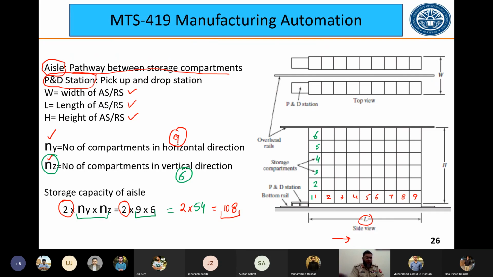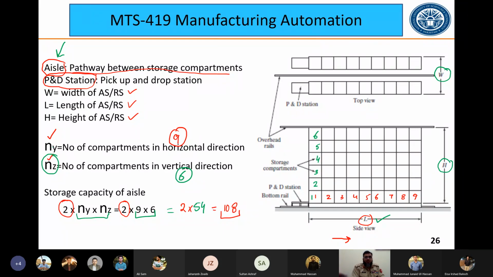Now come here. You have seen the aisle here. This is the pathway between storage compartments. P&D station is the pick and drop station. W is the width of the aisle, which you can see here. L is the length of the aisle, which you can see here. H is the height of the ASRS.